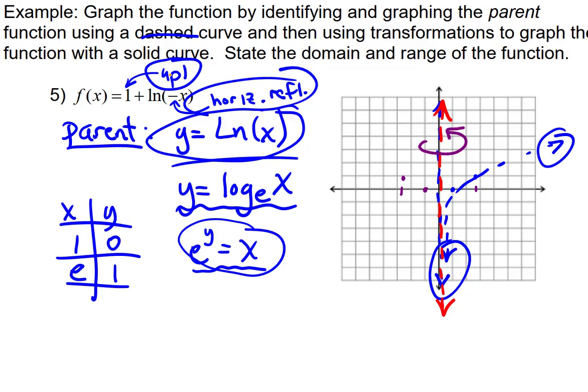Now let's not forget that we still have to, after reflecting these 2 points as we just did, shift our graph up 1. So I'm just going to drag the new points. I'll put the new ones in orange, up 1. So, okay, our vertical asymptote didn't change because we simply went up. If we had gone left or right, then we would have seen the vertical asymptote move.